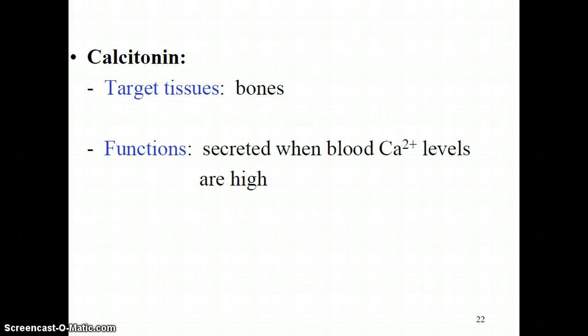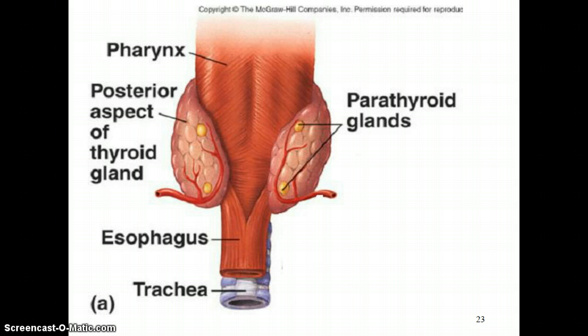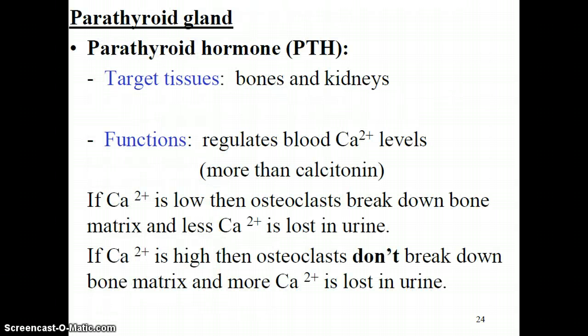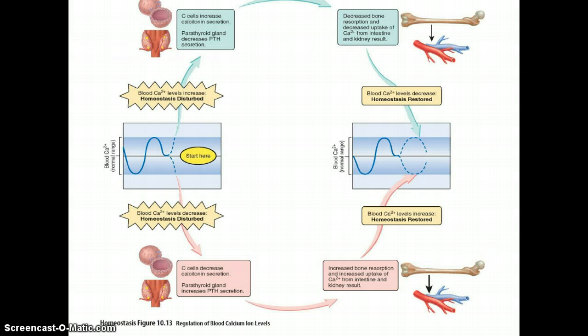Calcitonin, look at the functions and the target tissues. The parathyroid glands, here are their location, and here are their functions and target tissues. Regulate blood calcium levels, and they have a larger effect than calcitonin. If calcium is low, osteoclasts break down bone. You've looked at this when you looked at the skeletal system. Please review some of the information in the skeletal system chapters about calcitonin and the parathyroid hormones. And this is regulation of blood calcium ion levels, showing you parathyroid hormone and its function.